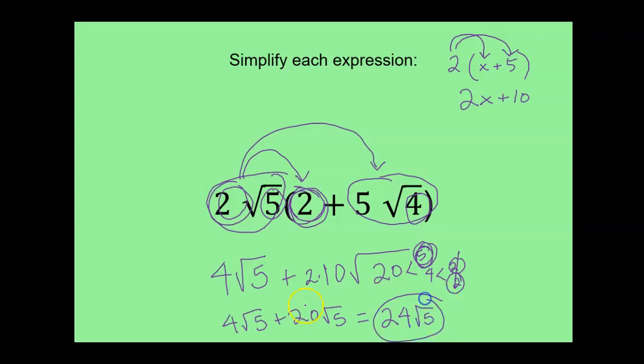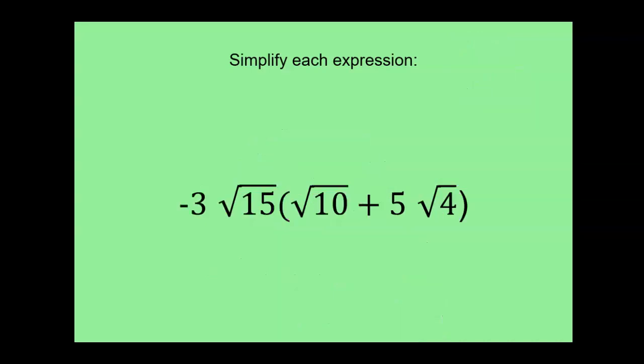So once we simplified that, we saw that they both have square root of 5 as the radical, so we can go ahead and add them together. So let's try one more of those.